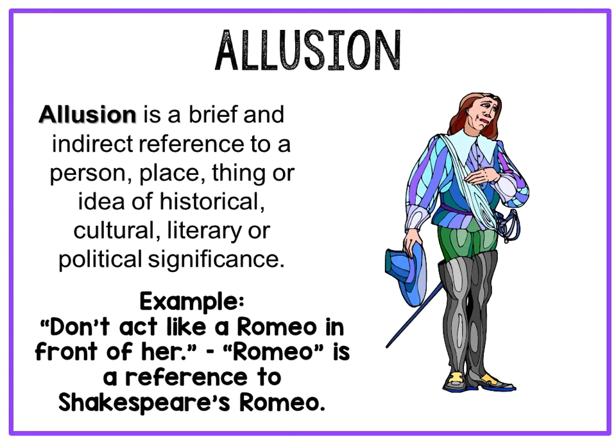An allusion is a brief and indirect reference to a person, place, thing, or idea of historical, cultural, literary, or political significance. An example would be, don't act like a Romeo in front of her. Romeo is a reference to Shakespeare's Romeo.